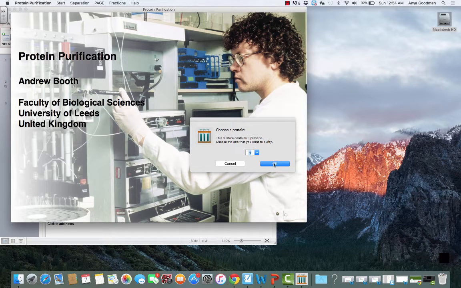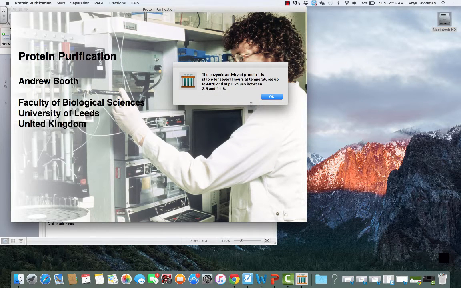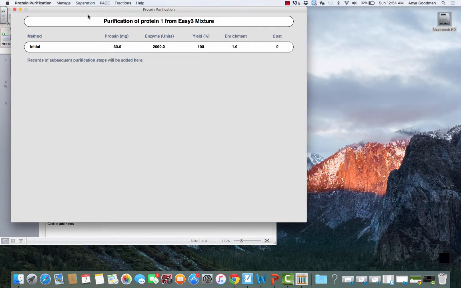okay, protein 1. So we have some information about it. It's active at a wide range of pH values and for a few hours up to 40 degrees Celsius. So this is a protein you want to keep cold when you're working with it. At the beginning we have 30 mg of protein mixture, 2000 units of enzyme activity, and we're going to see how to purify protein 1.